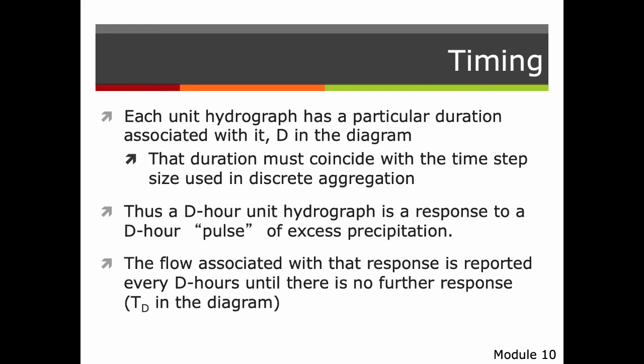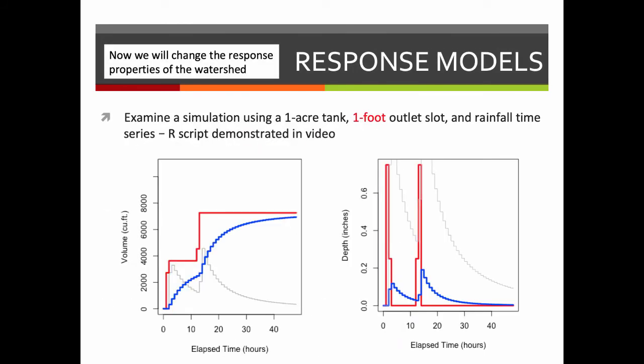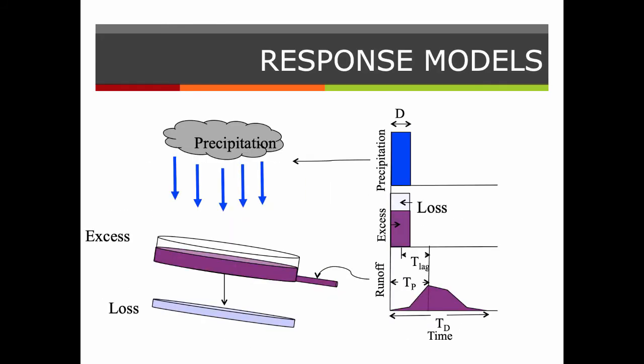So there'll be an hour 1 runoff value, an hour 2, an hour 3, an hour 4, an hour 5, and maybe that's all there are. And so that 1 hour input pulse produces 5 hours of runoff. The flow associated with that response is reported every d hours until there's no further response. That's T sub d in the diagram. And we've got to go back to the diagram that refers to. It's T sub d in this diagram. So here's our 1 hour input. Here's our 5 hours of response.